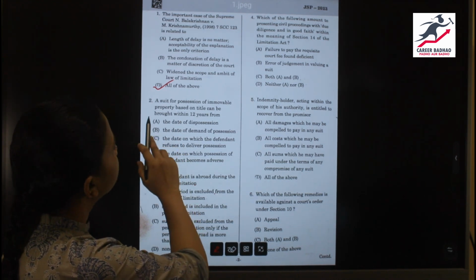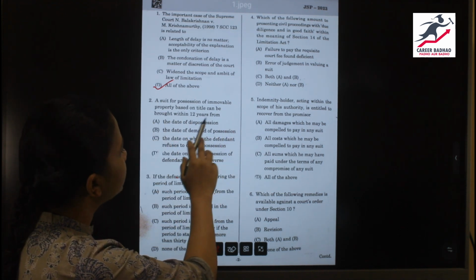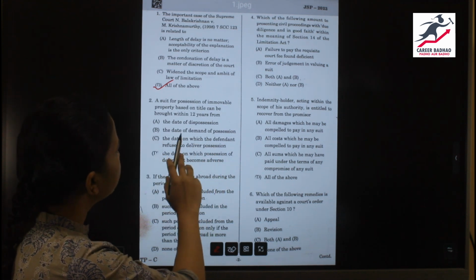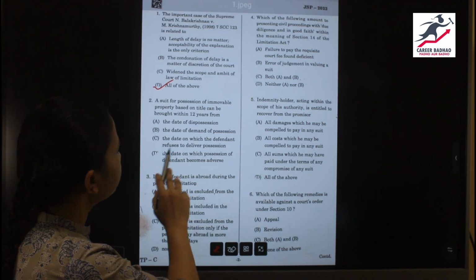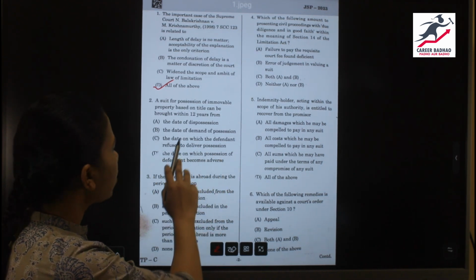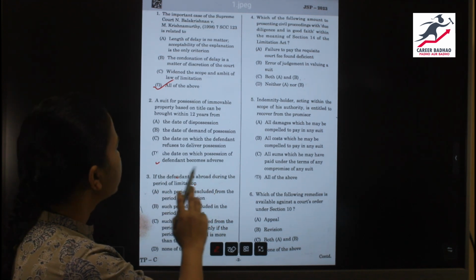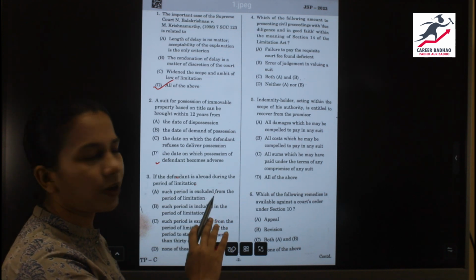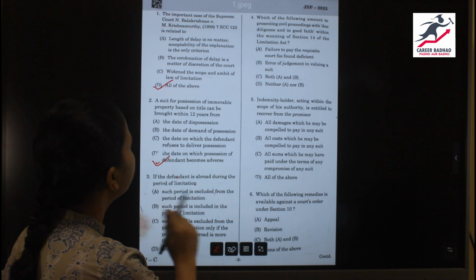It states that a suit for possession of immovable property based on title can be brought within 12 years from option number A, the date of dispossession, option number B, the date of demand of possession, option number C, the date on which the defendant refuses to deliver possession, or option number D, the date on which possession of defendant becomes adverse. So this is a direct question. So if you read Article 65 of Indian Limitation Act, the correct answer would be option number D.